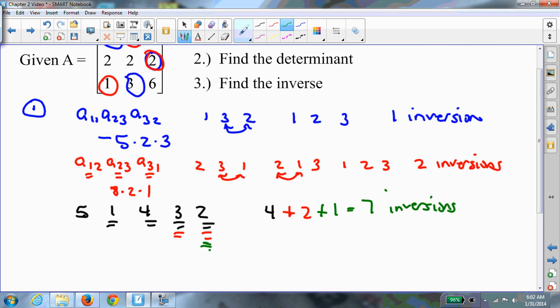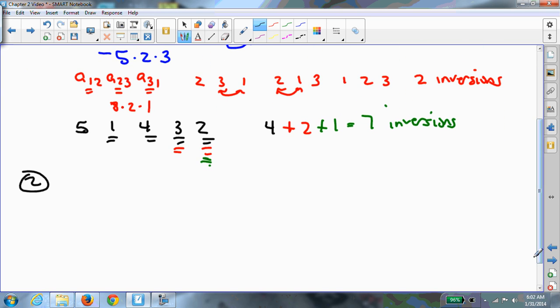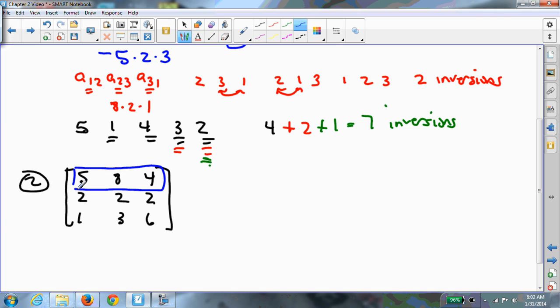Now let's take a look at the determinant. So I'm going to rewrite my matrix, which was 5, 8, 4, 2, 2, 2, and 1, 3, 6. And I'm going to show 2 ways of finding the determinant. First, I'm going to show what's called cofactor expansion. So cofactor expansion is basically you pick any row or column and create a set of minor entries and their corresponding cofactors. So let me start with row 1.